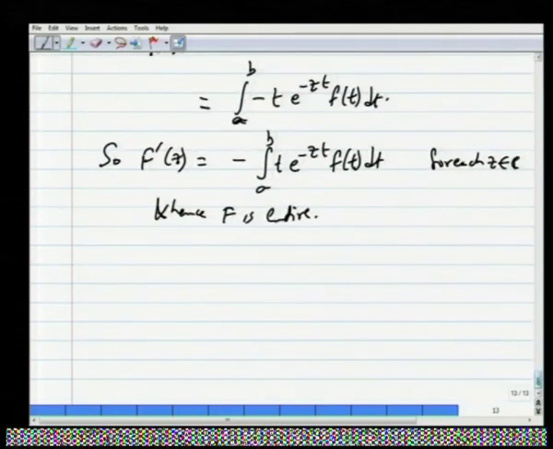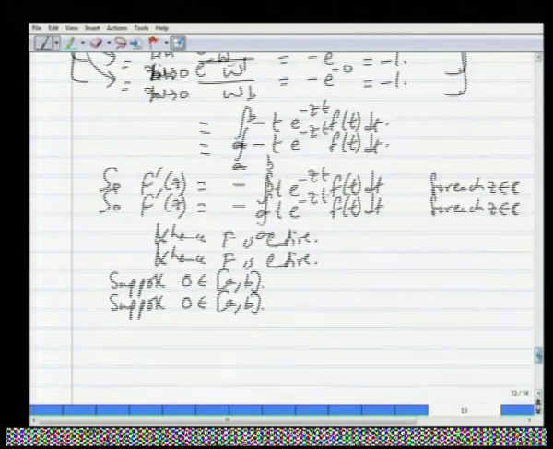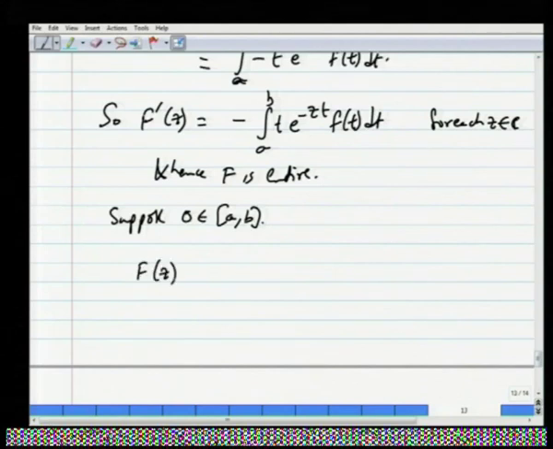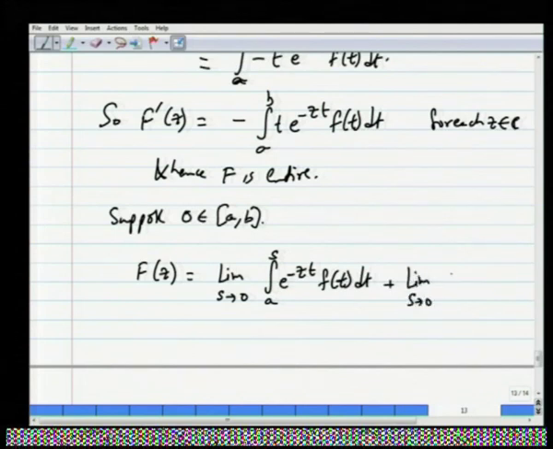Now, in the other case, suppose 0 belongs to a b, then what one does is one considers this integral by splitting the integral at 0 and taking the limits. So, I will explain that. Suppose 0 is in there. F(z) can be written as the limit as s tends to 0 of integration from a to s of e^(-zt) f(t) dt, plus the limit as s tends to 0 of integration from s to b of e^(-zt) f(t) dt.